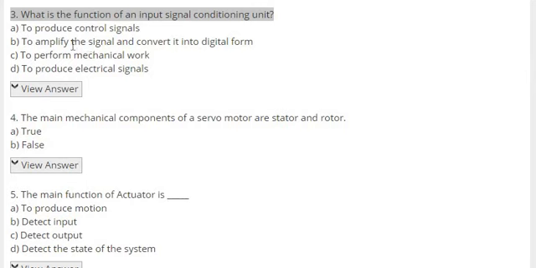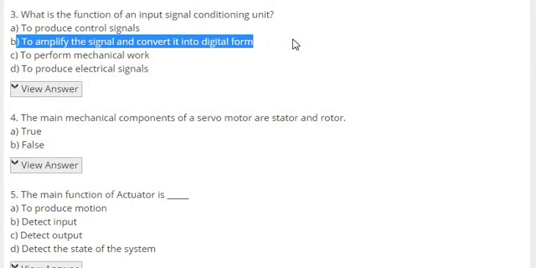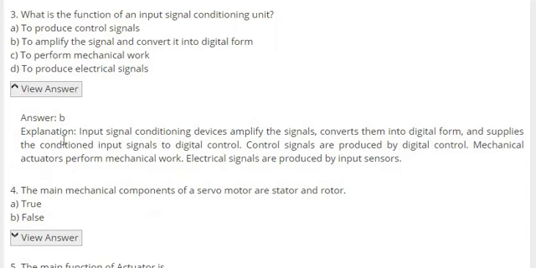question is to amplify the signals and convert them into digital form. Because the signal conditioning input is always analog and it must be converted into digital. As well, it should amplify the weak signal which we get from the sensor and transducer. So here the answer is B. The input signal conditioning unit amplifies the signals and converts them into digital form.